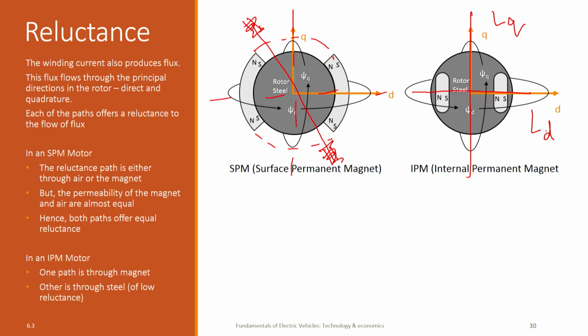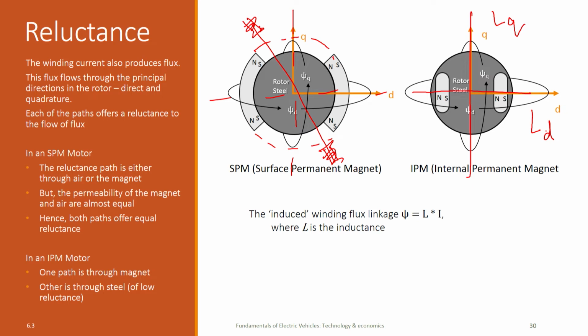So, the important difference between a SPM and an IPM is that LD and LQ are equal in the SPM, but LD and LQ are different in the IPM. So far am I clear? So, what is the consequence of this?